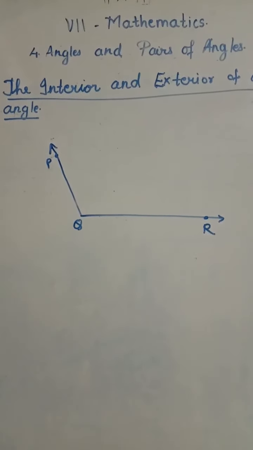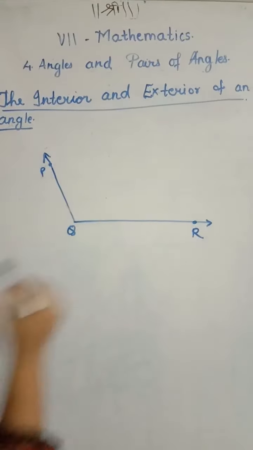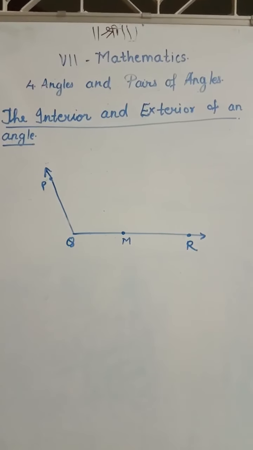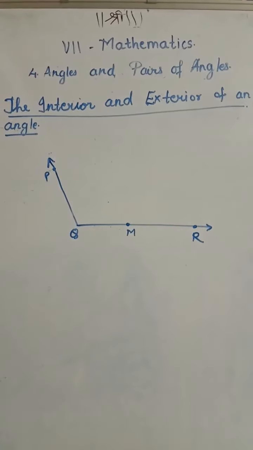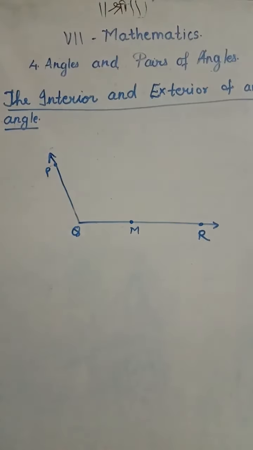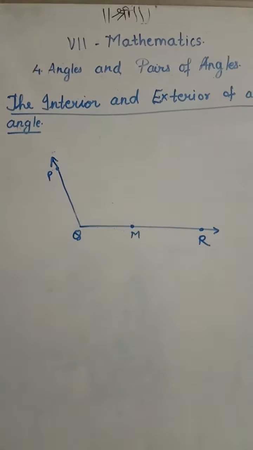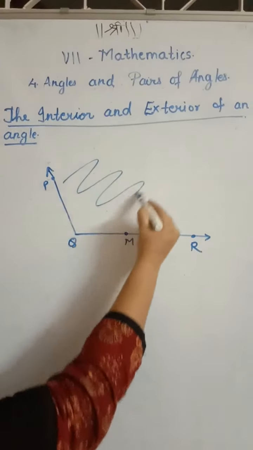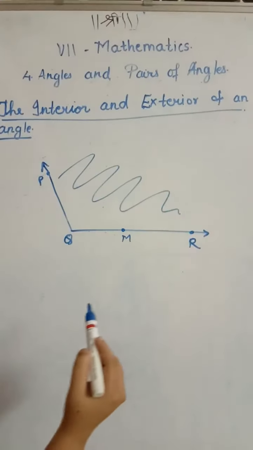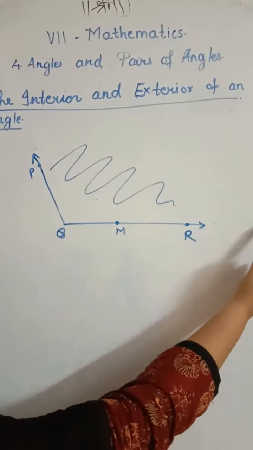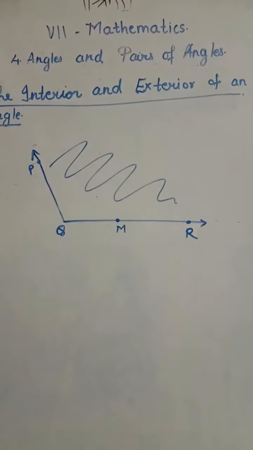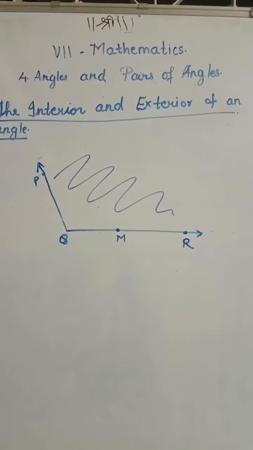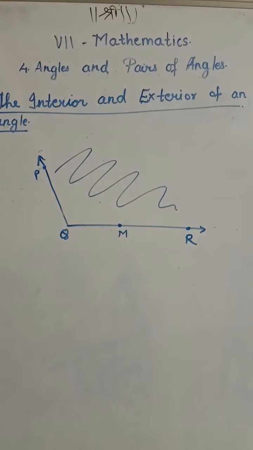Children, if I draw points on these blue lines, for example, if I draw one point here, what is the name of this point? Point M. When you draw a point on this angle, you call it a point on the arm. Now this part which is inside the angle: suppose I extend this line further, then whatever part lies inside is called the interior, and the outside part is called the exterior.